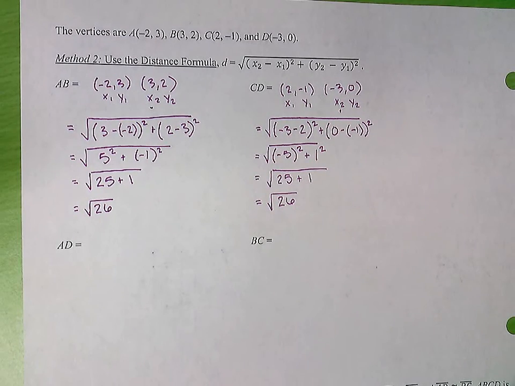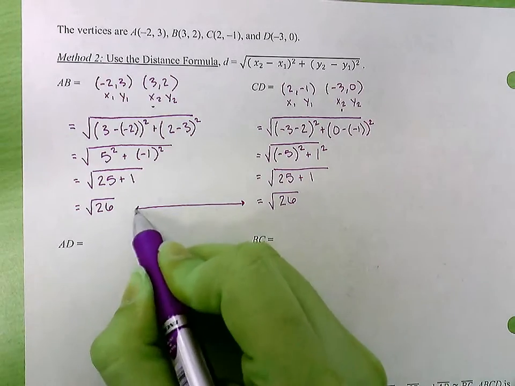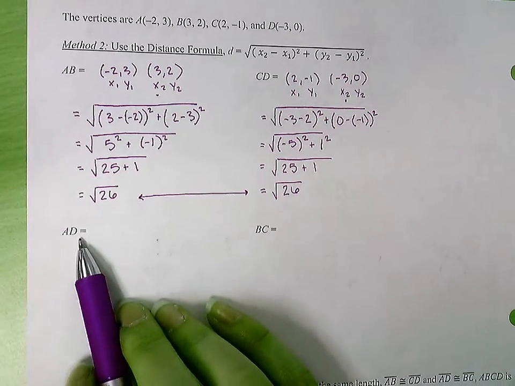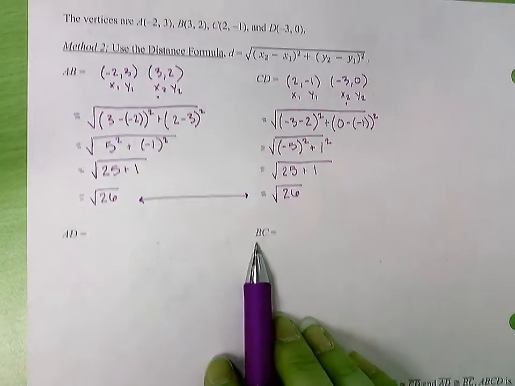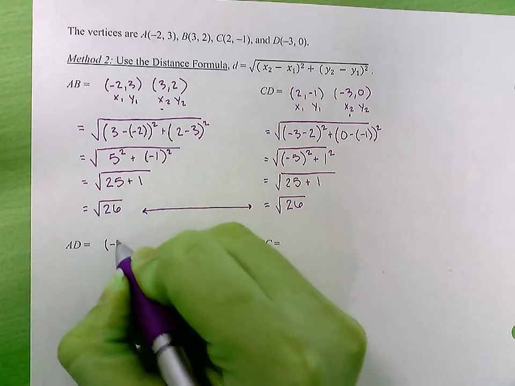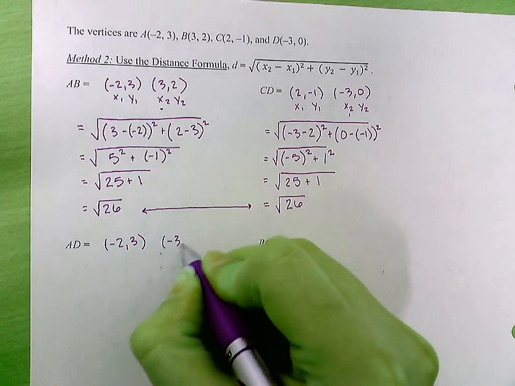Okay, so as of right now, both of these here are equal to each other, and those are opposite sides. So we're on the right track for this being a parallelogram. Okay, next I have to do the other two opposite sides. So I need to do side AD and side BC. So for points A and D, I have -2, 3 and -3, 0.